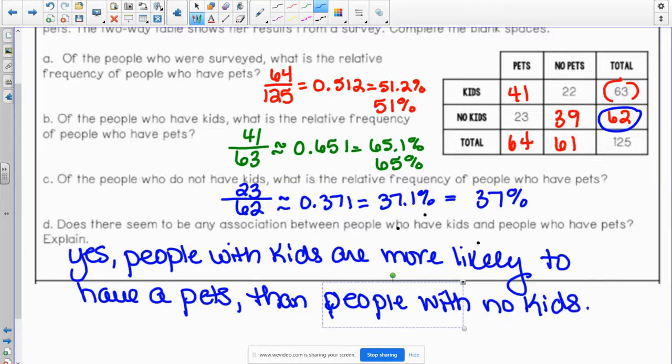If you kind of look at that, so this is people who do not have kids and have a pet. The people who have kids. So if you look at the percentage here, 65% compared to 37%. I do think that's something to be noted.